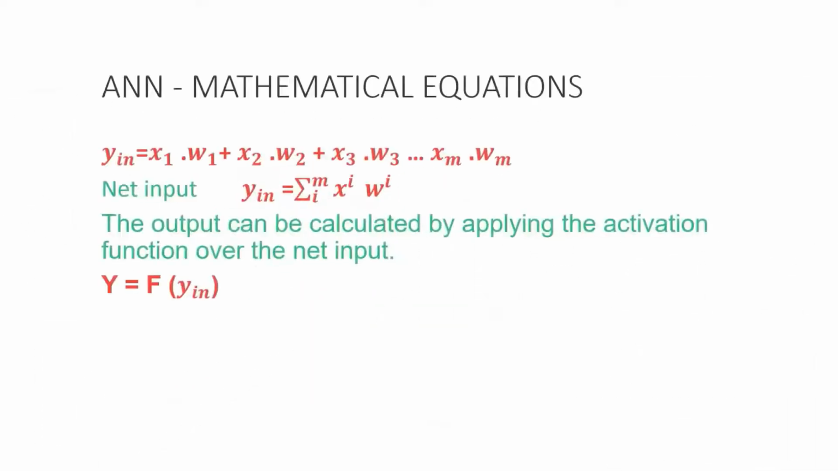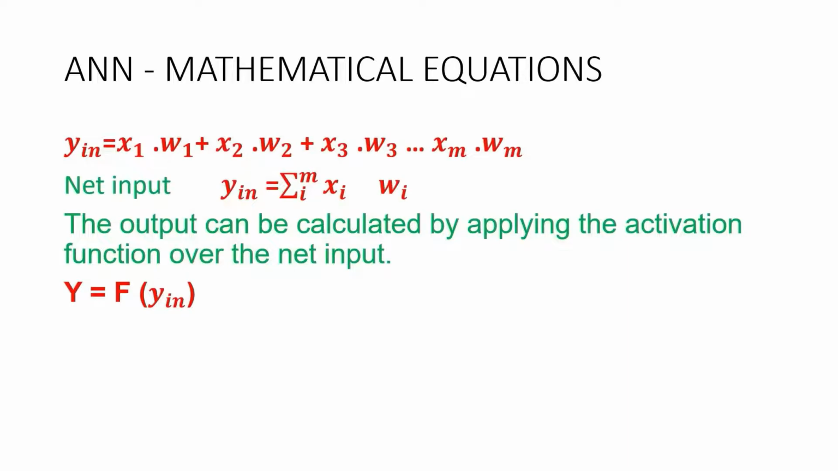The net input can be calculated as y_in = x1 * w1 + x2 * w2 + x3 * w3 + etc. xm * wm. That is, the net input y_in is the sum from i = 1 to m of xi * wi. The final output can be calculated by applying the activation function over the net input, that is, Y = f(y_in).